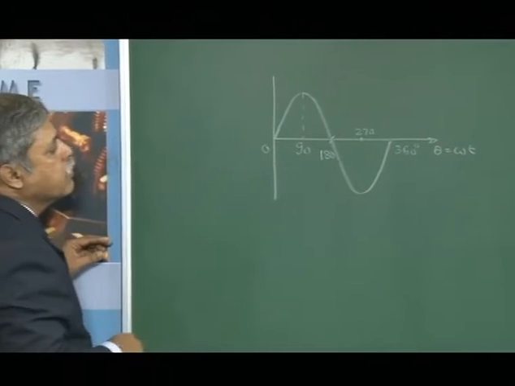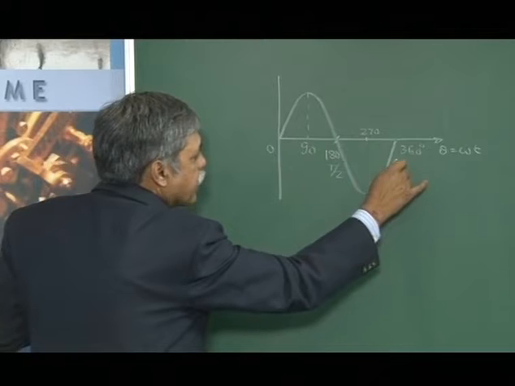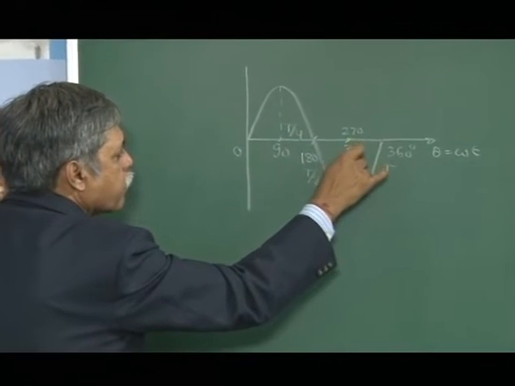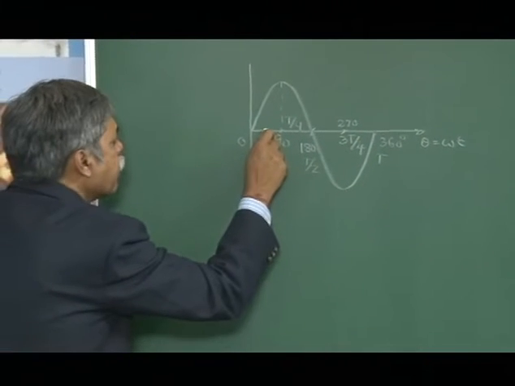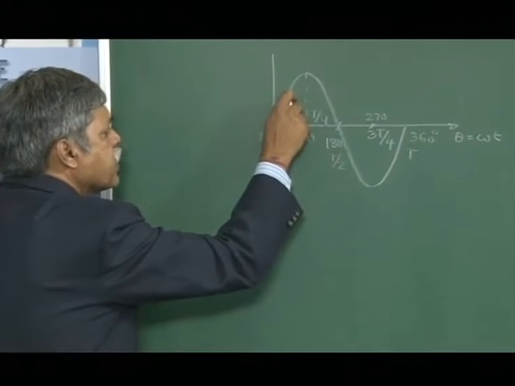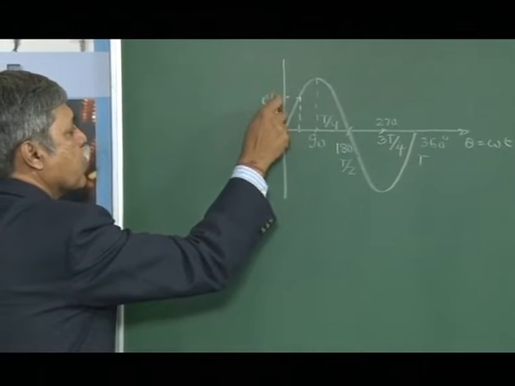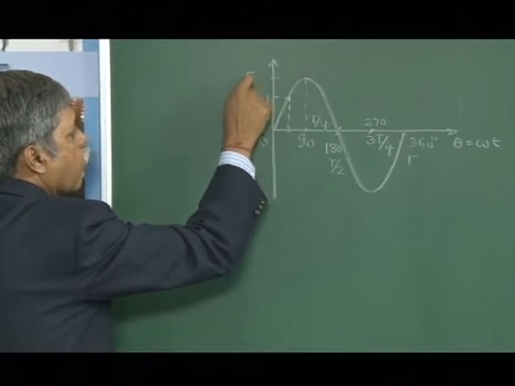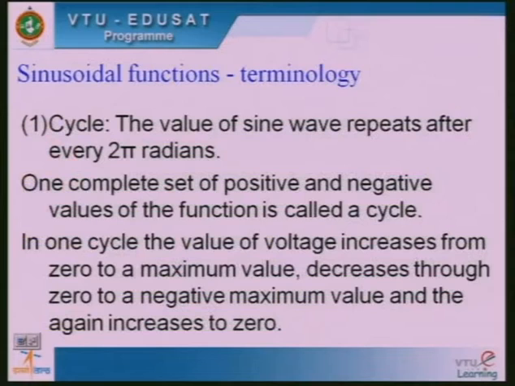If I take the time, I can say this is T by 2 seconds, this will be capital T, this point is T by 4, and this will be 3T by 4. We will come to what the capital T is later. At any time t, I will be getting my instantaneous voltage like this. This is the instantaneous voltage E, when the maximum value of voltage is Em. So all my definitions about the sine wave will be based on this curve.